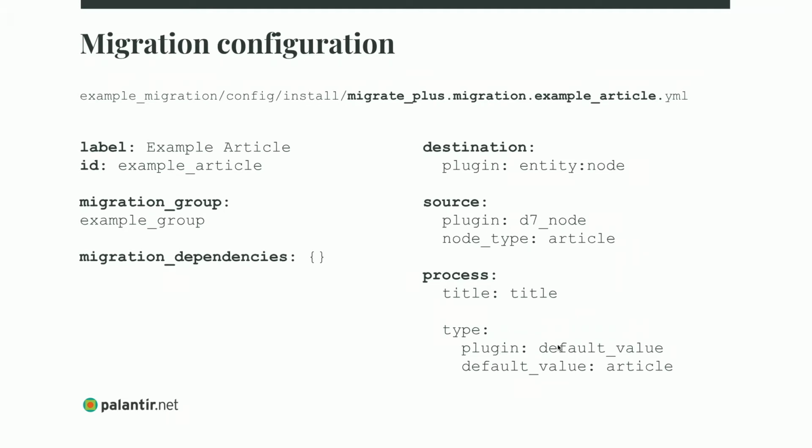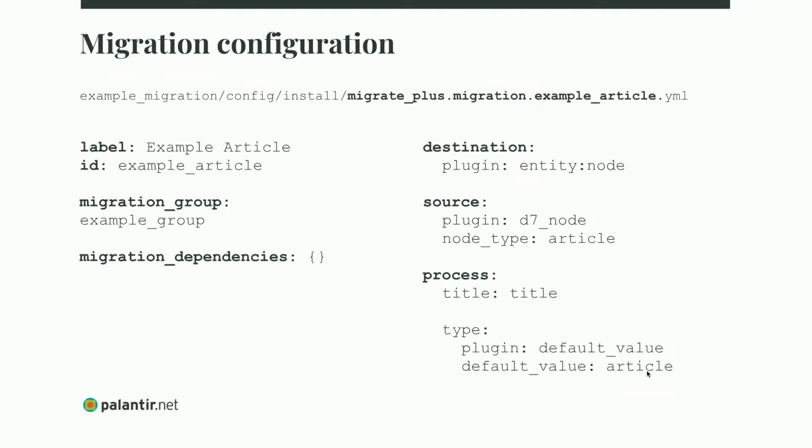If there are additional plugins being used, you specify that there's a plugin and then what the plugin's name is, and then the plugin usually has parameters that you pass in. This is a simple one where if you just want to set a value for everything, you can use the default_value plugin and just say that the type is always going to be article.